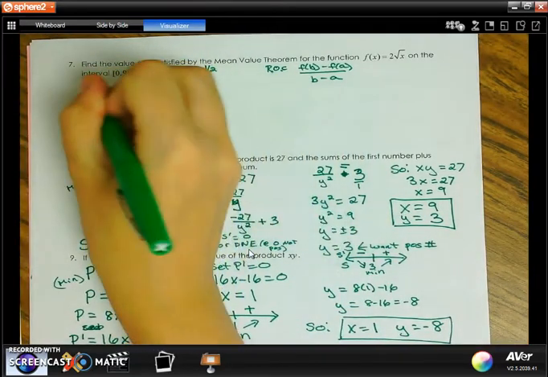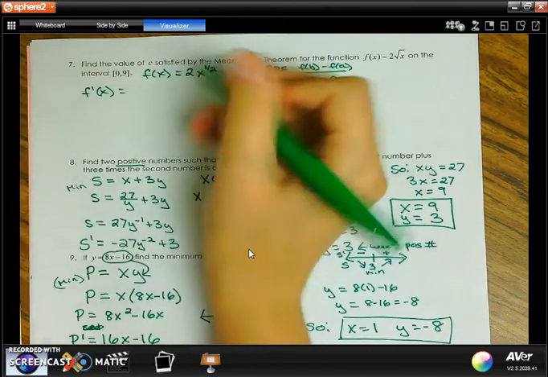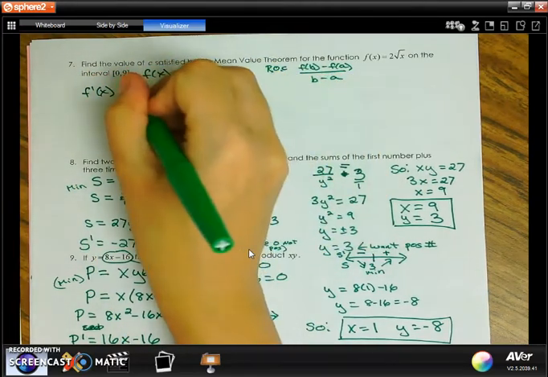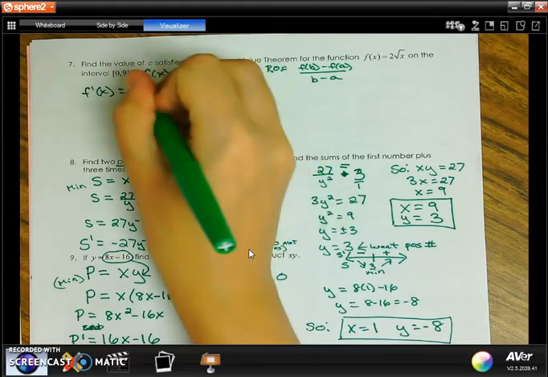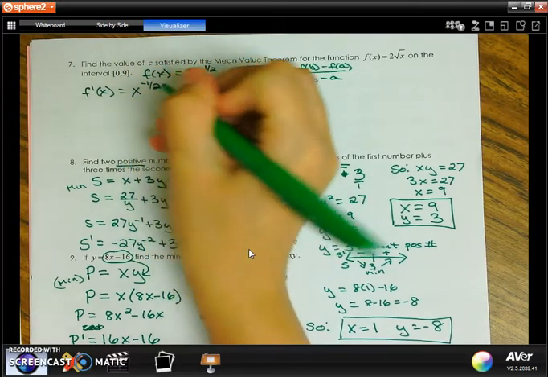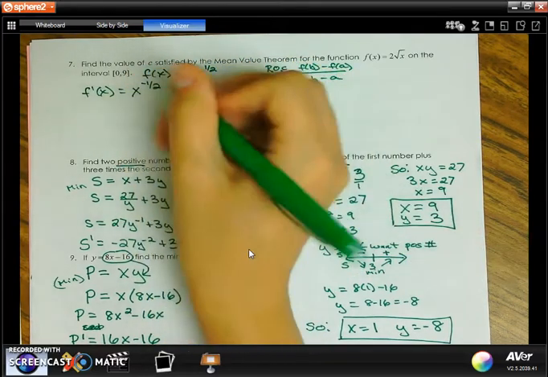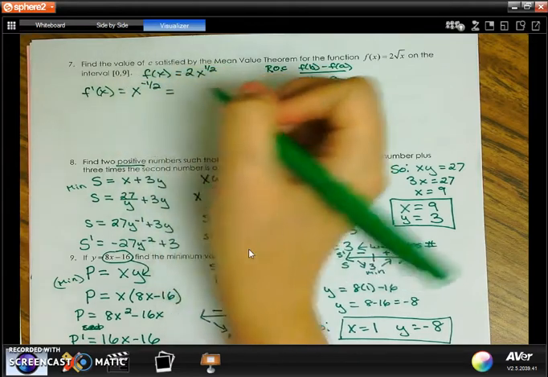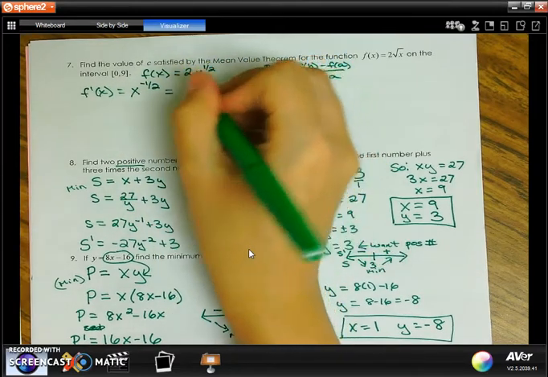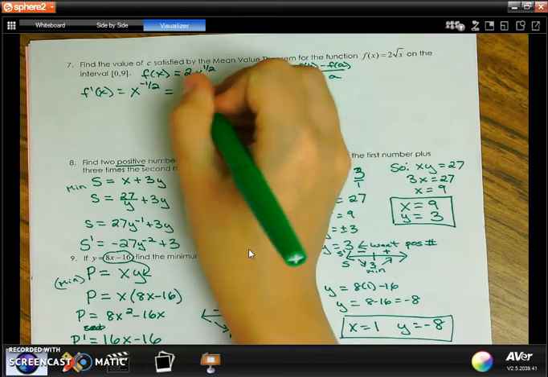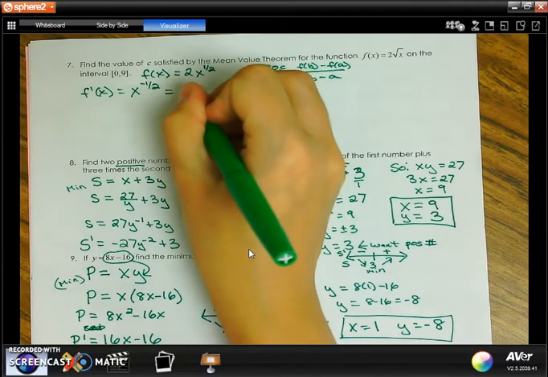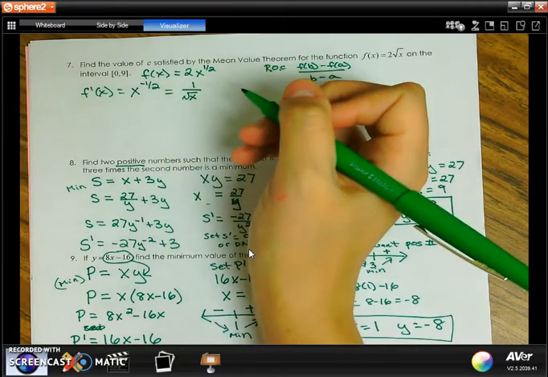Okay, so now that I have those written down, I can go ahead and take my derivative here. When I take the derivative, 1/2 times 2 is 1. So I'm going to get x to the negative 1/2 when you subtract an exponent. And remember, a negative exponent means you're in the wrong spot of the fraction, so I would rewrite this as 1 over square root of x.